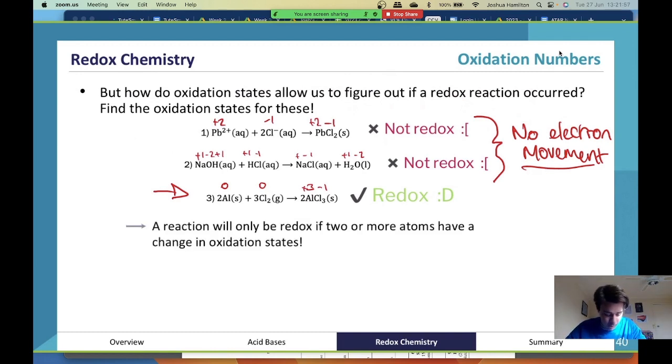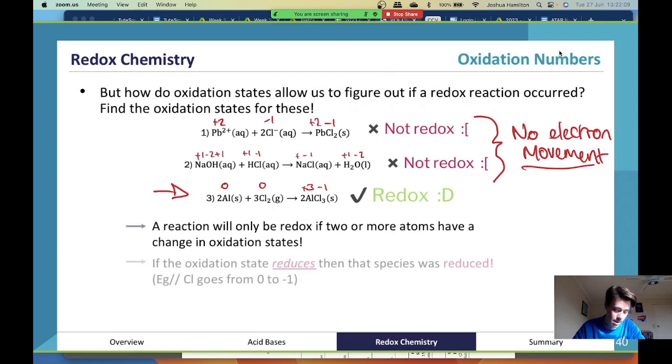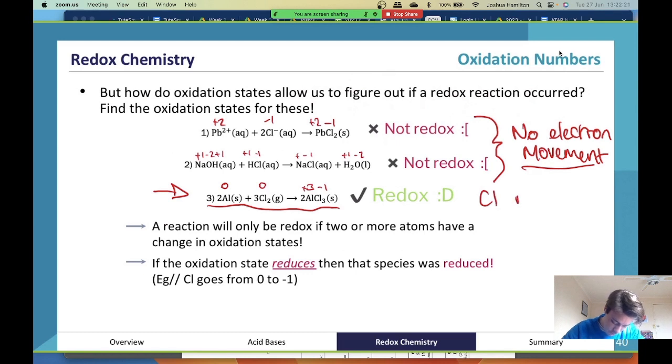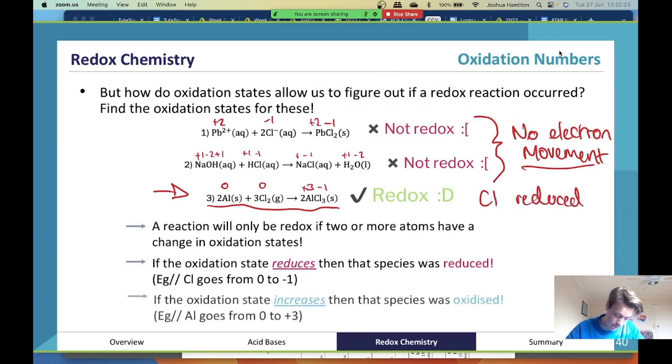So, a reaction will only be redox if 2 or more atoms have a change in oxidation states. Really important, it needs to be 2 or more, but there's always going to be 2 or more. Like, you're never going to be provided one with 1. If the oxidation state reduces, then the species was reduced. So, which of these was reduced here? Have a quick think. 3, 2, 1. It's the chlorines. So the Cls are reduced. And if the oxidation state increases, which of these were oxidized? Well, I don't even need to make you think because it's just the other one there. The aluminiums were oxidized.